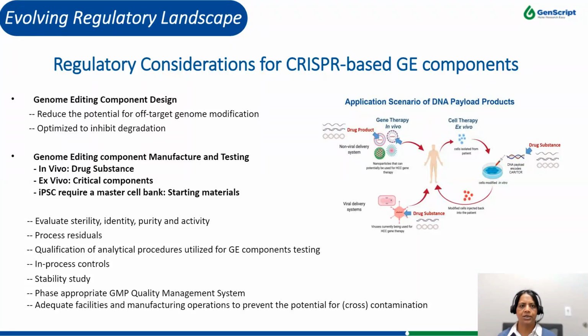In all these scenarios, the FDA mandates that the sponsor focus on several key aspects. First, the stability, identity, purity, and activity of gene editing component must be thoroughly evaluated. Second, the monitoring for process residue or impurity is crucial. Third, the analytical method used to assess the gene editing component must be qualified and appropriate process control should be implemented during the gene editing component manufacturing.